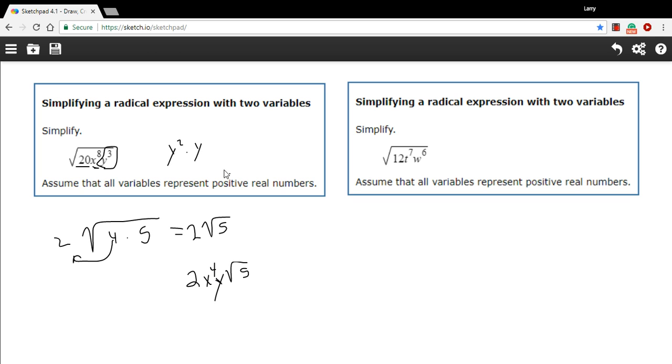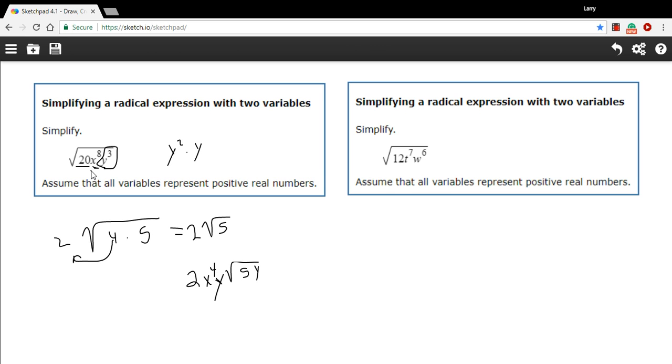And this plain old y, we can't do anything else with. It's not an even exponent, it's just a y. So that stays underneath the square root symbol. So in the end, we have 2x to the fourth y on the outside and 5y left on the inside.